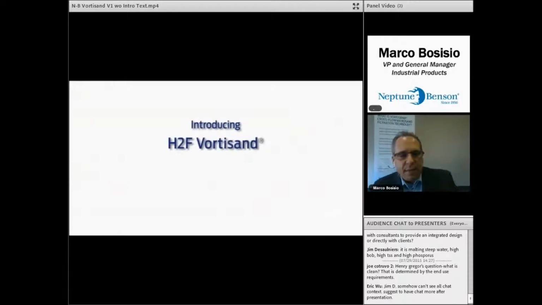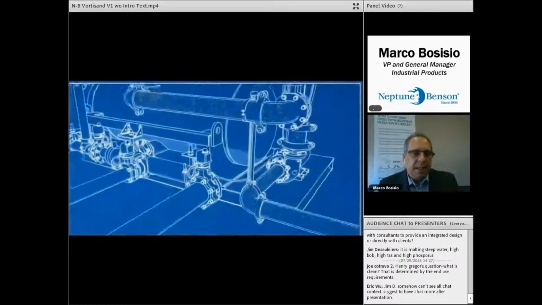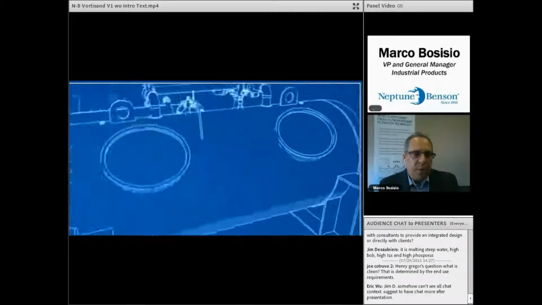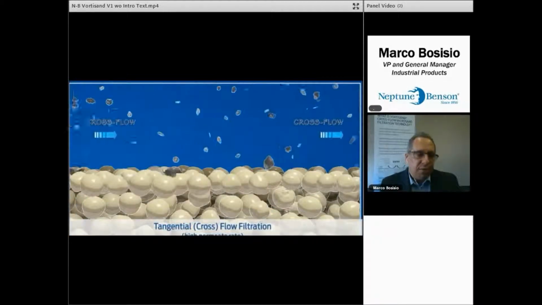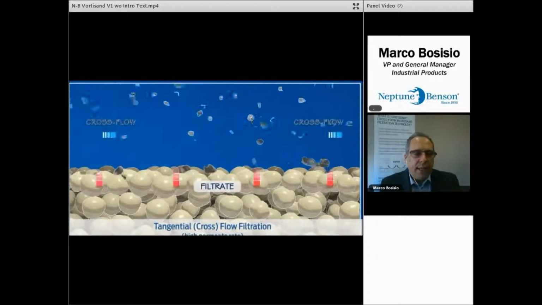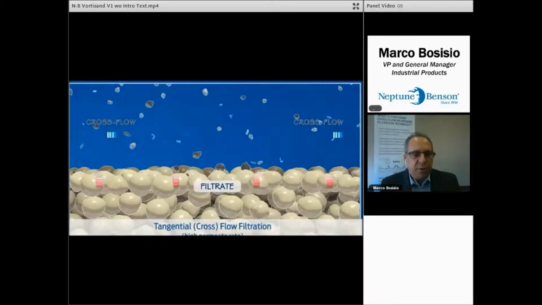So we have a small video here that explains how the water comes into the system. This is an H2F model that allows treating up to 1200 GPM. Water comes in and sweeps the surface of the media, avoiding the accumulation of solids at the top surface.